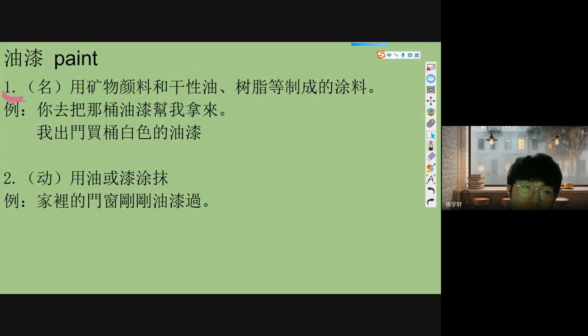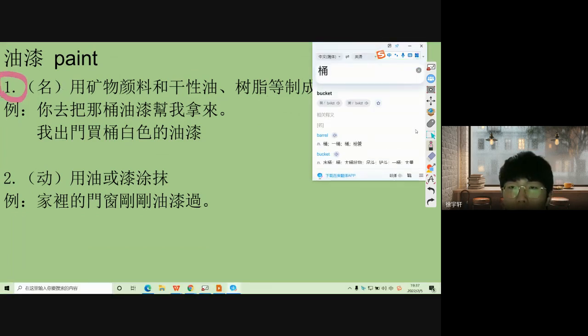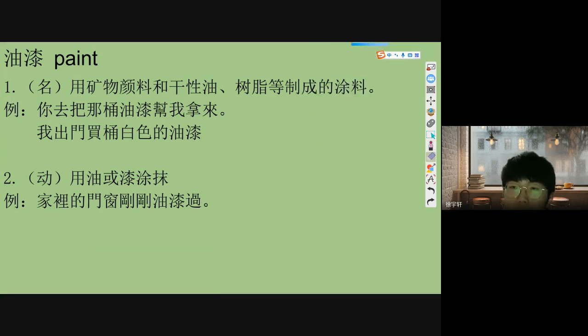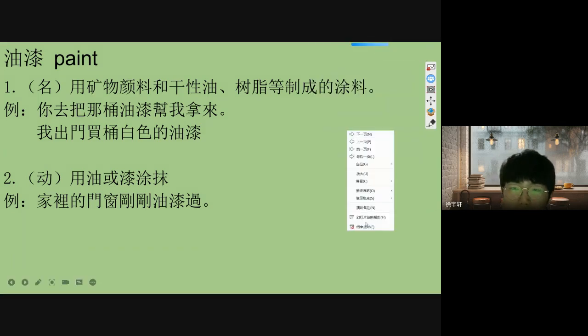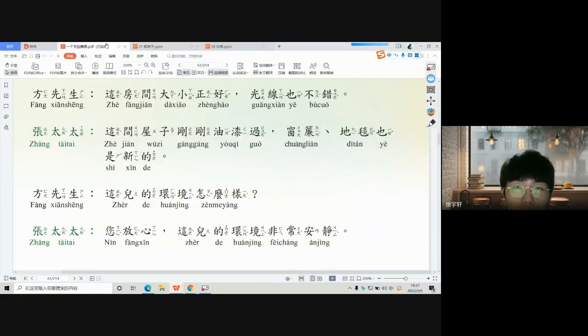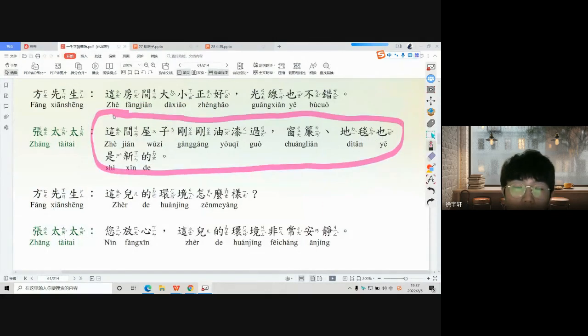And the measure word just means a bottle or a bucket of paint. So this sentence, can you understand now?